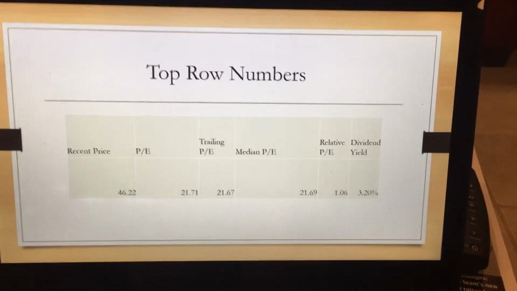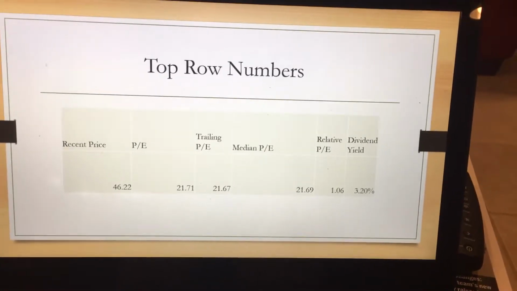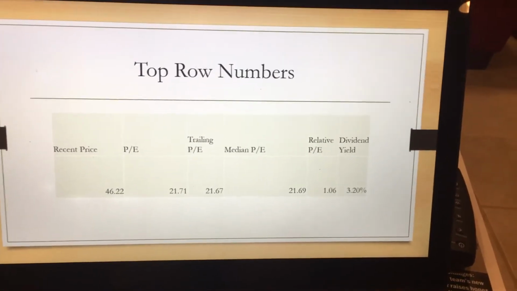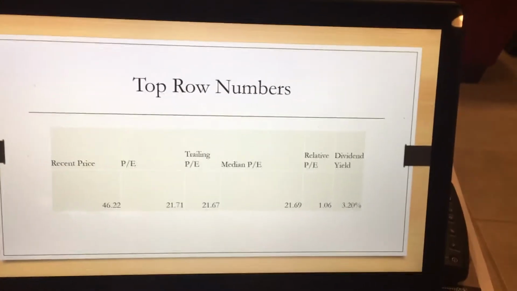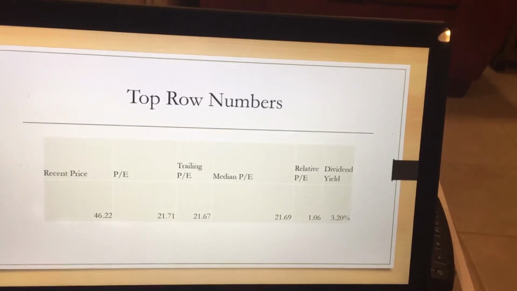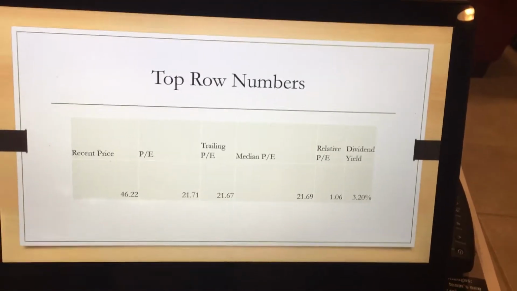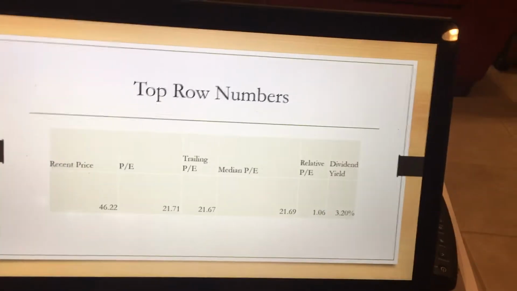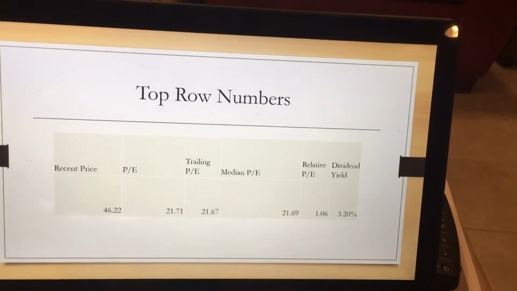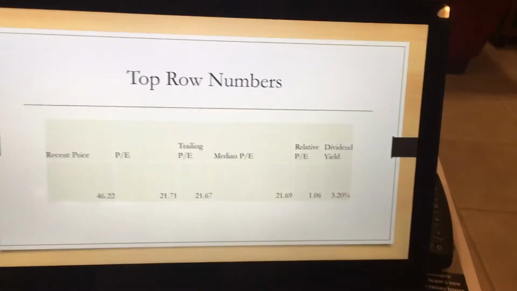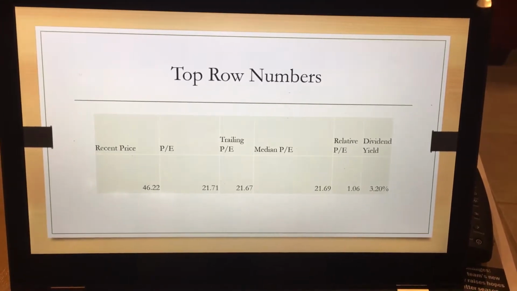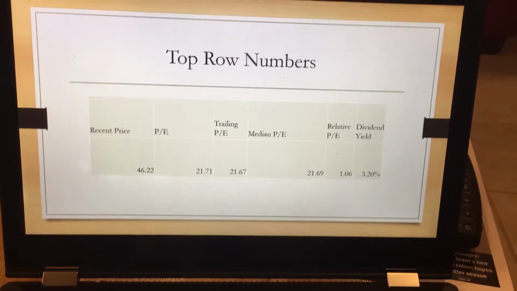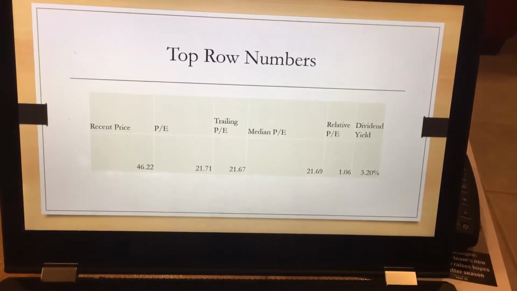So the top row numbers for Nordstrom: their recent price was $46.22. The PE was 21.71, which is calculated by dividing the recent price of the stock by the total of the last 6 months of earnings and the estimated 6 months of earnings of the future. Trailing PE was 21.67, which uses the recent price and the 12 months of past actual earnings. Median PE was 21.69, relative PE 1.06, and the dividend yield was 3.2%.